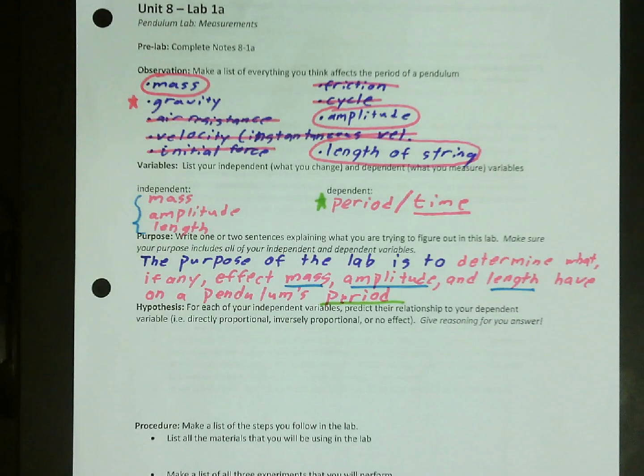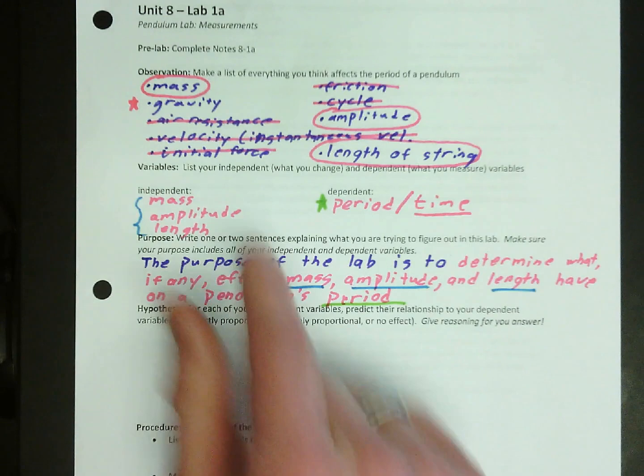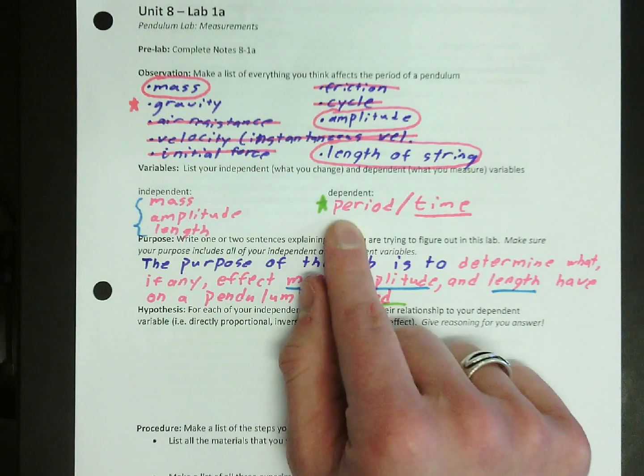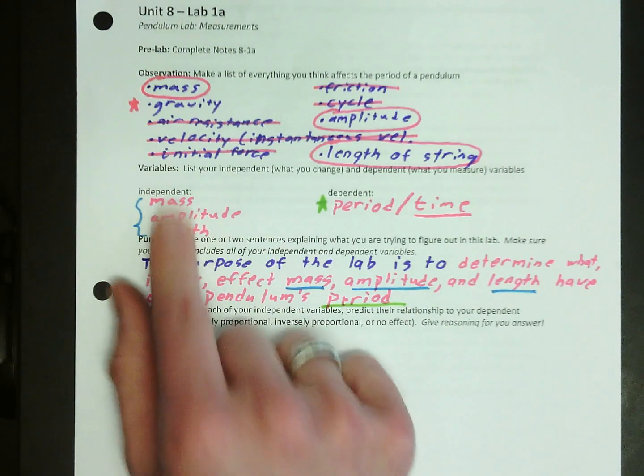All right, first thing we did is we came up with our observations. We decided the things we're going to test are amplitude, mass, and length. And we're going to measure the period and the time. So how these things change because of these things.